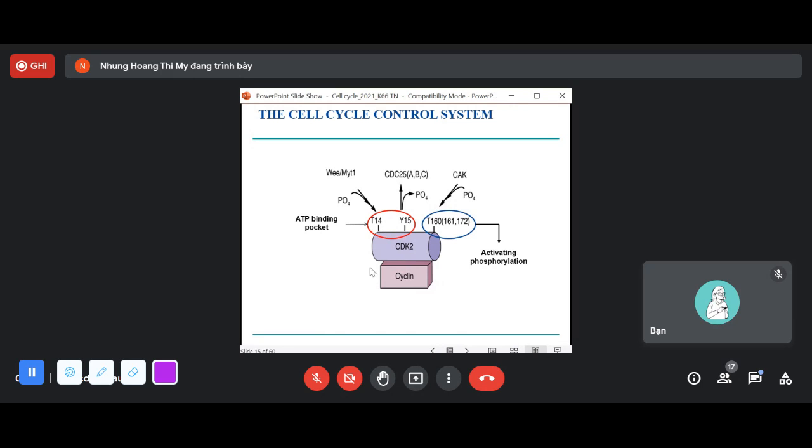But at stage 2, these sites are phosphorylated together with the T160. And after this step, the T14 and Y15 will be dephosphorylated. And after that, the CDK becomes fully activated.